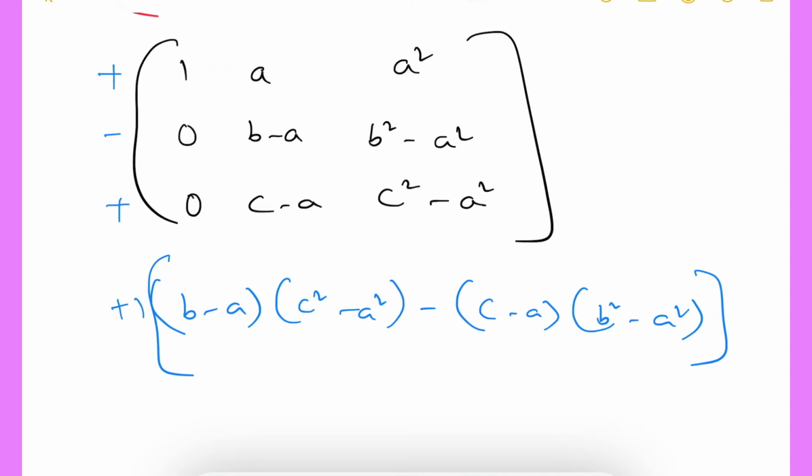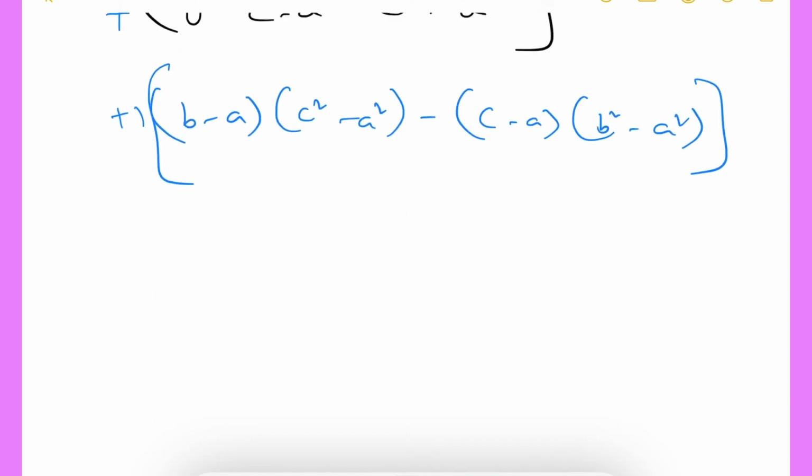Now the second element, that is 0. 0 into anything is 0 only. Here also 0. 0 into anything is 0 only. So no need to do that at all. That's why we are doing some modification to the rows or columns to get these zeros, because our calculation will become easy.